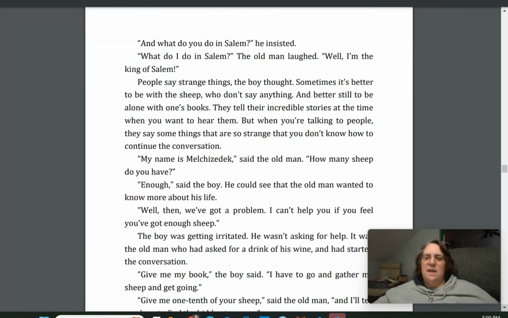And what do you do in Salem? He insisted. What do I do in Salem? The old man laughed. Well, I'm the king of Salem. People say strange things, the boy thought. Sometimes it's better to be with the sheep, who don't say anything, and better still to be alone with one's books. They tell their incredible stories at the time when you want to hear them, but when you're talking to people, they say some strange things that are so strange you don't even know how to continue the conversation.